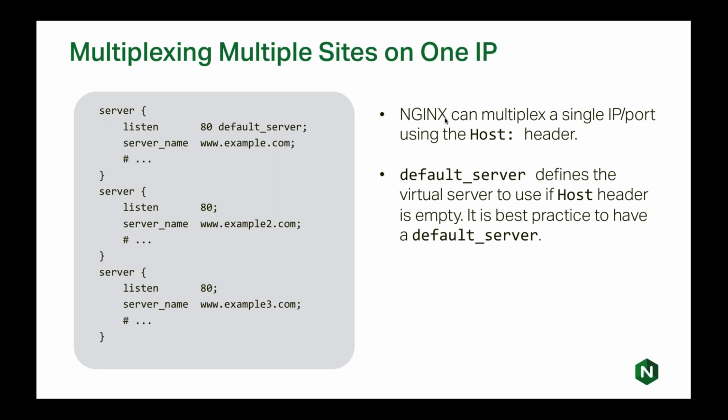And that's how you configure multiplexing. Like I said before, you don't need to have an IP address configured per virtual server. You're just going to use the server_name directive and the host header to multiplex multiple sites on a single IP and port pair.